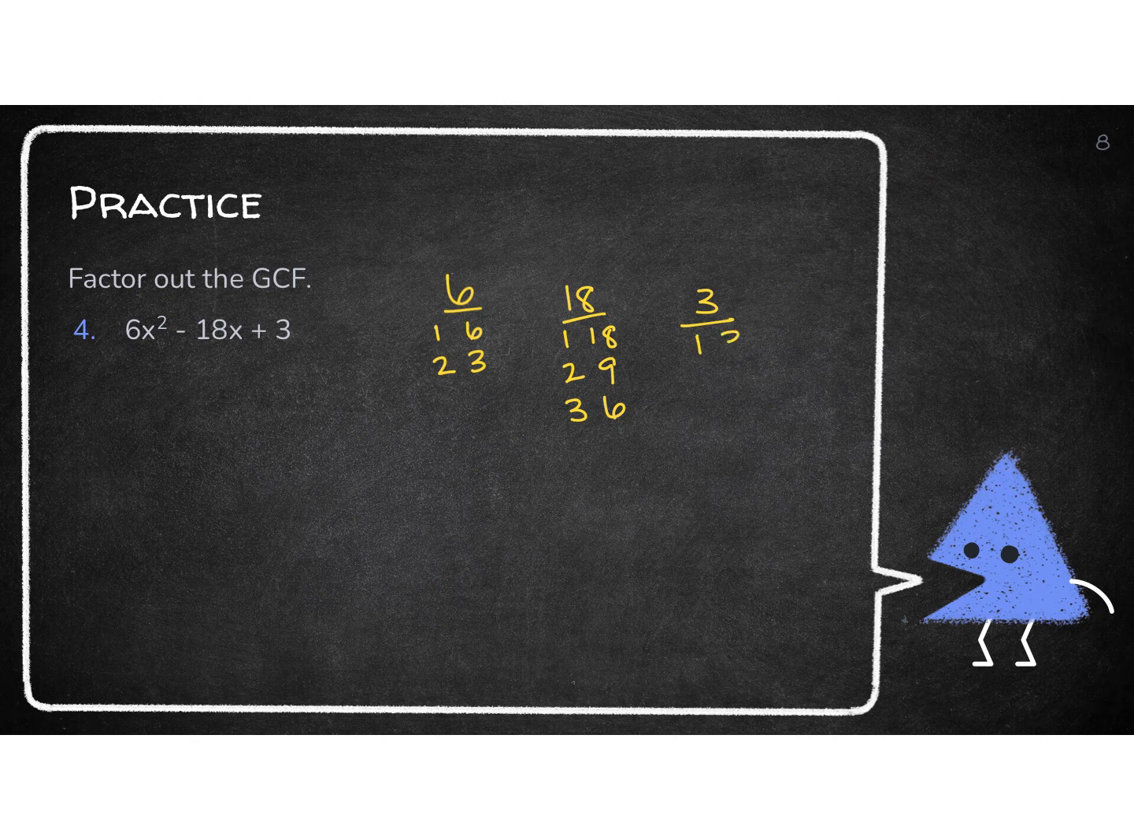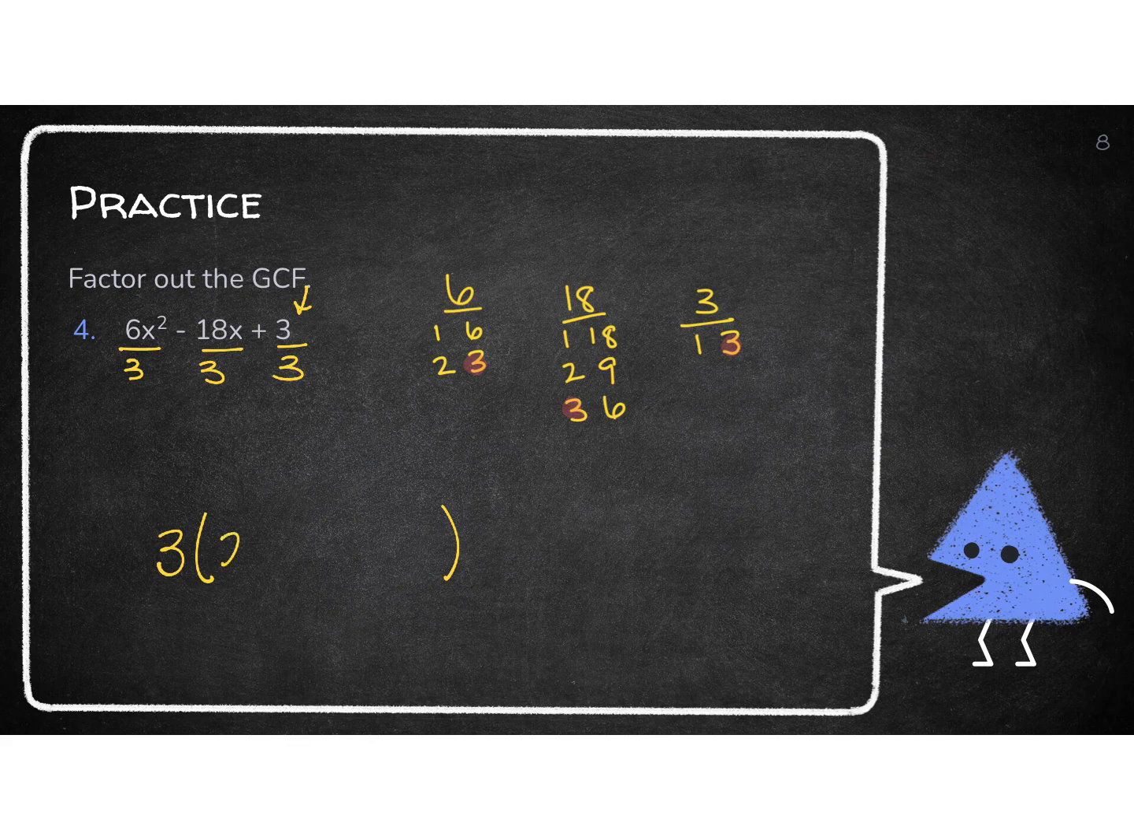And 3 is 1 and 3. So the biggest number they all have in common is 3. So I'm going to divide everything here by 3. And then I'm going to see, do they all have a variable? Well, I have an x squared and x. This one does not have a variable, so I'm not going to take any variables out because that's the smallest number of them. So I have a 3 as my GCF out front.